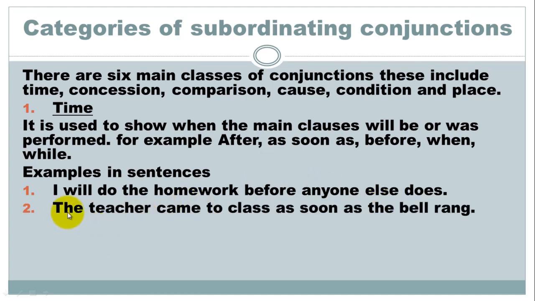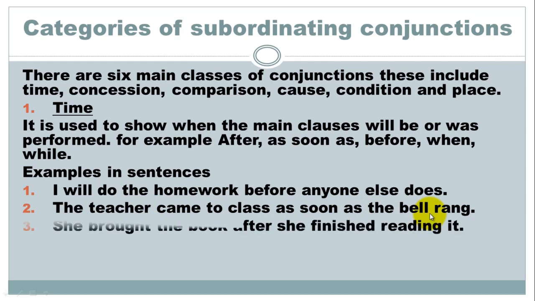The second sentence: the teacher came to class as soon as the bell rang. As soon as means immediately after. And finally, the third example: she brought the book after she finished reading it. So these are the subordinating conjunctions which are used to join the two clauses, the independent clause to the dependent clause.